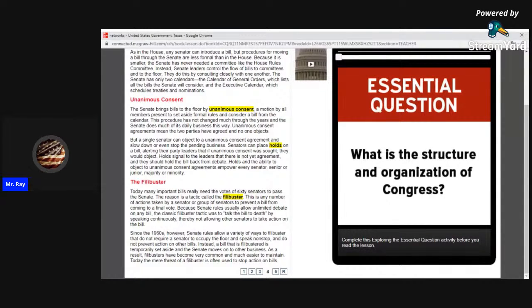We also have something called the filibuster, okay? It's a way to keep senators from voting. And how do you do this filibuster? It's kind of like what I'm doing. You just talk and talk and talk. And this keeps people from voting.